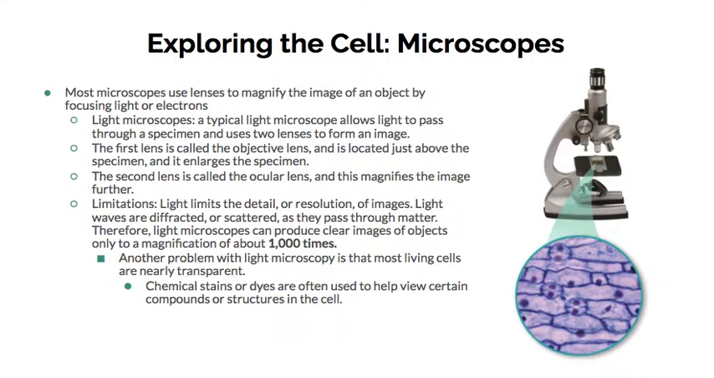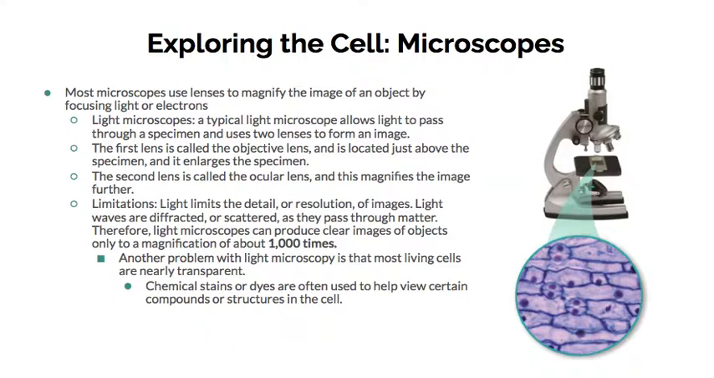So how do we find out about cells? Well, first, remember from that last slide, Robert Hooke was one of the first people to observe them under microscopes, but today's microscopes are obviously much more advanced than what Hooke was working with. So most microscopes use lenses to magnify the image of an object by focusing light or electrons.